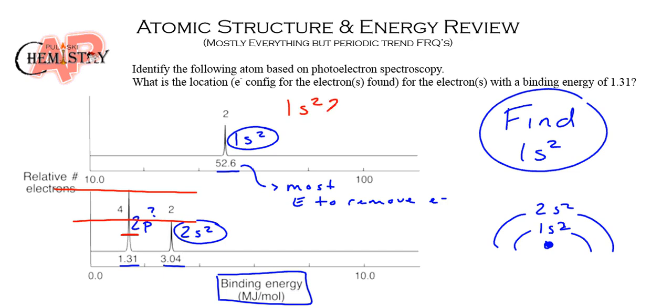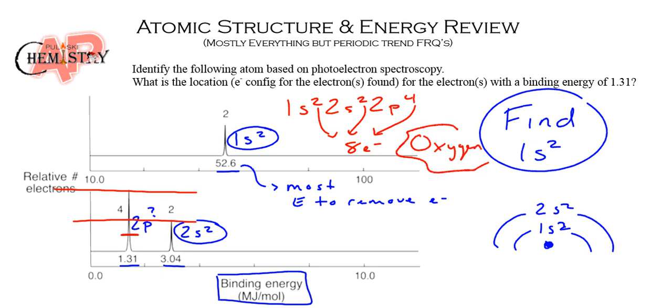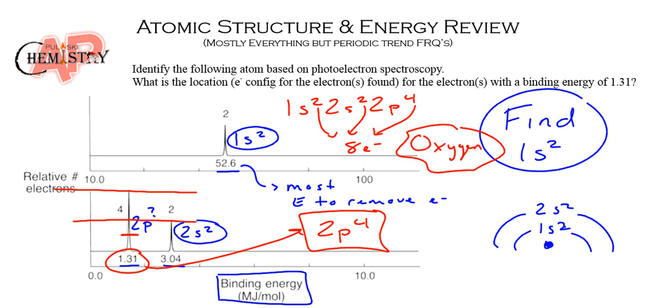So if I have a 1s2, 2s2, 2p4, that equals 8 electrons, so that must be my oxygen. So that's oxygen. So have we answered the question? What is the location with the binding energy of 1.31? So if I had to answer just that, that is a 2p4. And that actually is enough for me to determine what element it is.